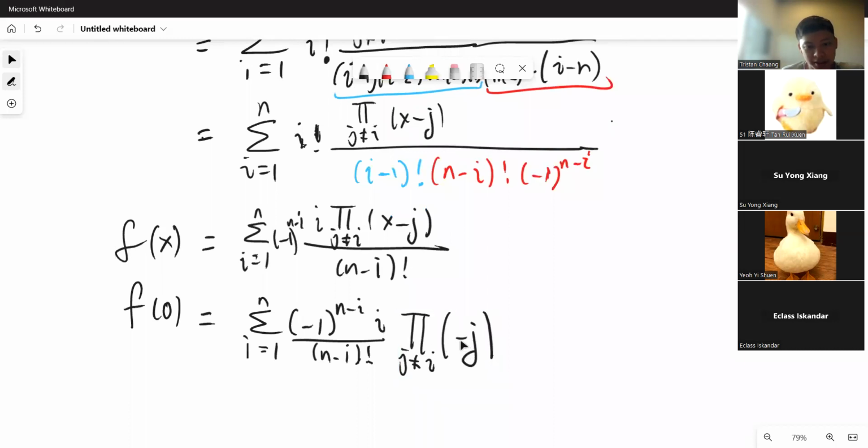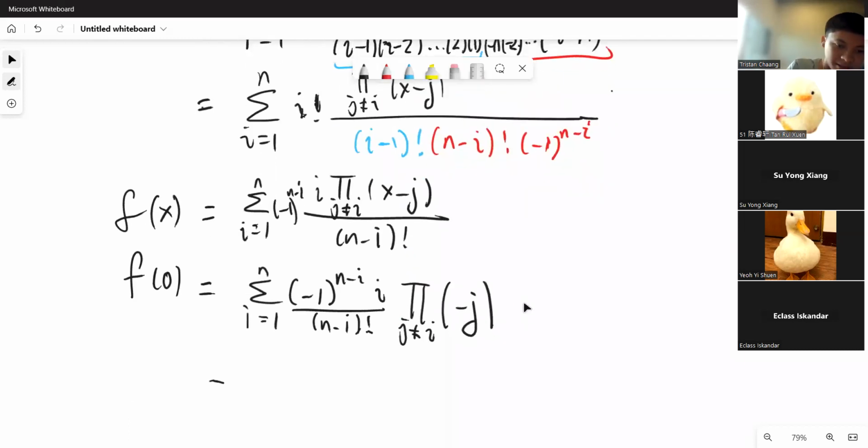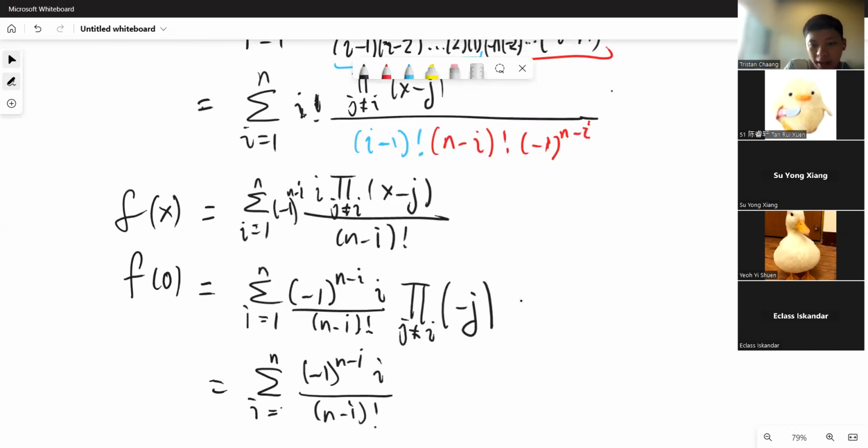Well, this one's easy. What's this? This is just the product of all numbers from 1 to n, but skipping i. That would be n factorial over i, right? Of course, there's a lot of negative terms. The negatives, how many negative ones are there? There are n minus 1 of them.